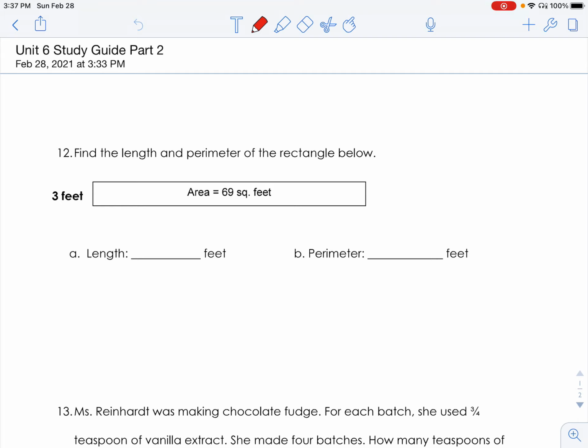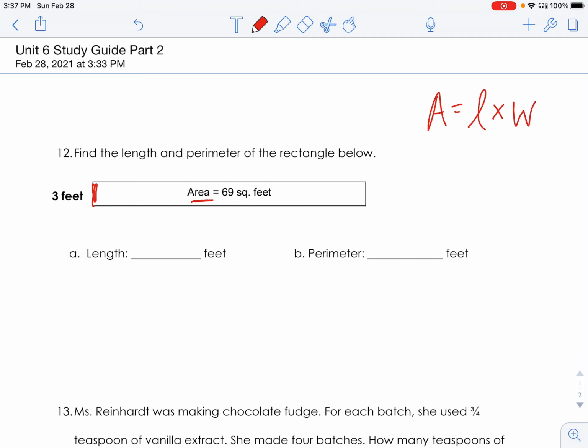Number 12 says, find the length and perimeter of the rectangle below. So when we look at the given information, we're given the area and we're given the width of one of the sides, but we're not given the length of the rectangle. Well, luckily, we know that area equals, do you remember the formula? Length times width, or L times W.